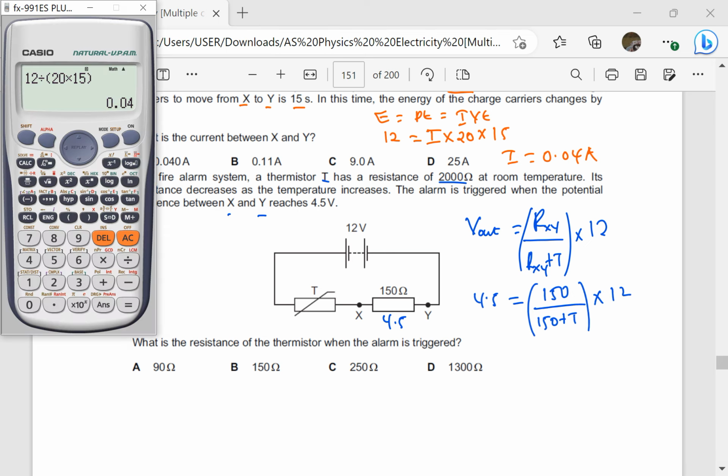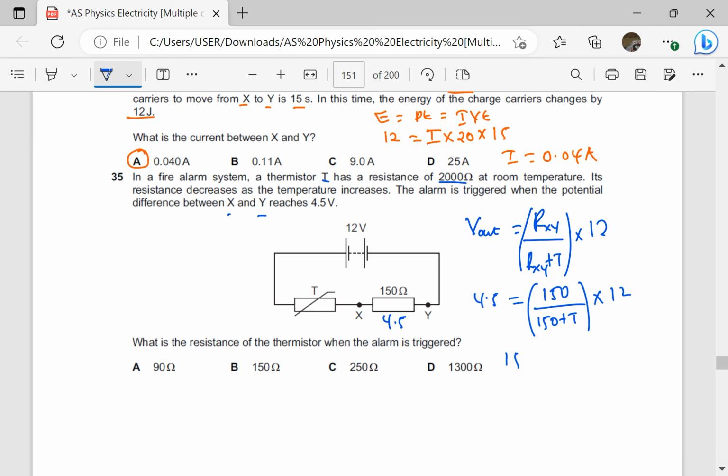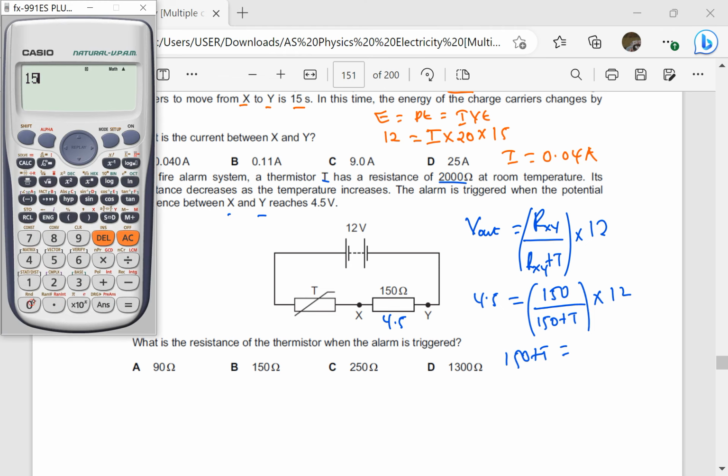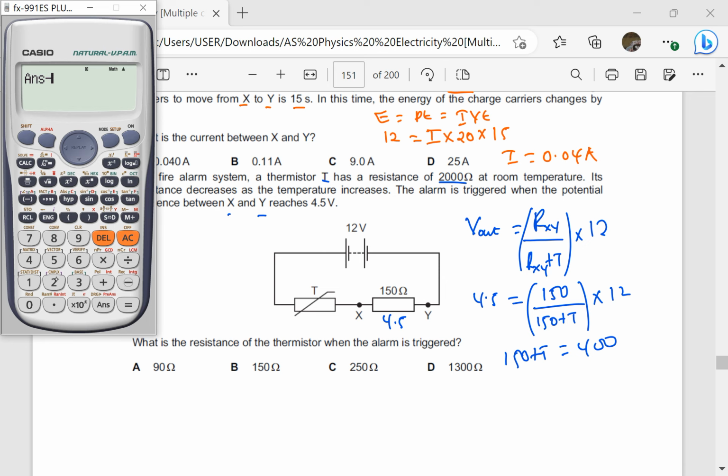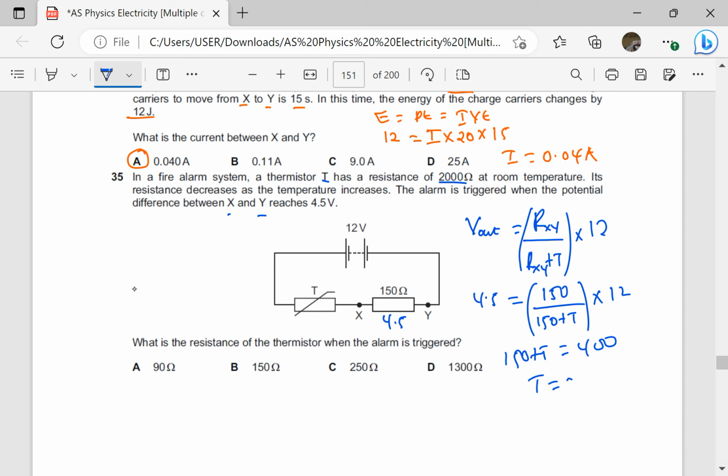So we just press our calculator. 150 plus T is equal to 150 times 12, then I divide this by 4.5. So on one side I have 150 plus T, the other side I have 400. So we just subtract 400 minus 150, which gives us T as 250 ohms.